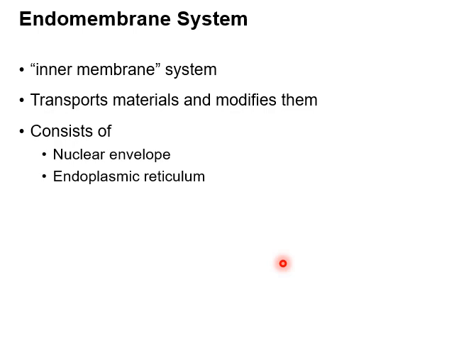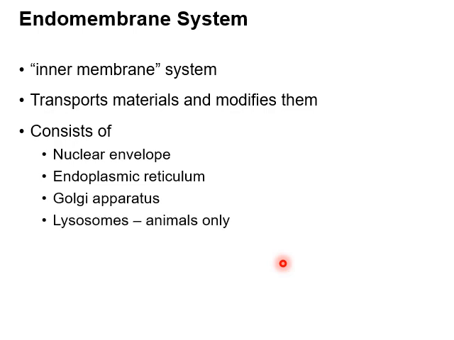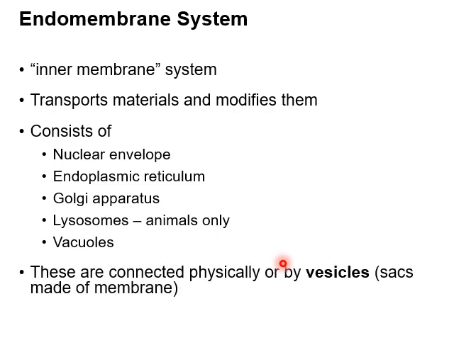And it consists of this endoplasmic reticulum thing that I mentioned a little bit before, and we'll talk about in more detail in a minute. It consists of the Golgi apparatus, which we'll talk about more later. It consists of lysosomes, which our cells have, but plant cells don't. It consists of vacuoles, of which there are a few types, some that plants have, some that both plants and us have. And it consists of these vesicle things that connect all of these different parts to each other. So it connects them physically.